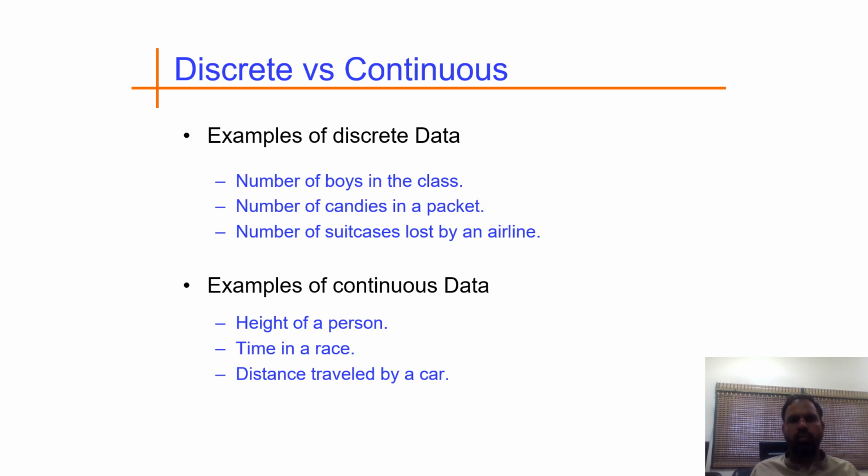Discrete versus continuous. Both definitions have practical life examples. Examples of discrete data: number of boys in the class, number of candies in the packet, number of suitcases lost by an airline. These are all discrete data. We will also discuss continuous data: height of a person, time in a race, distance traveled by a car. These are all continuous.